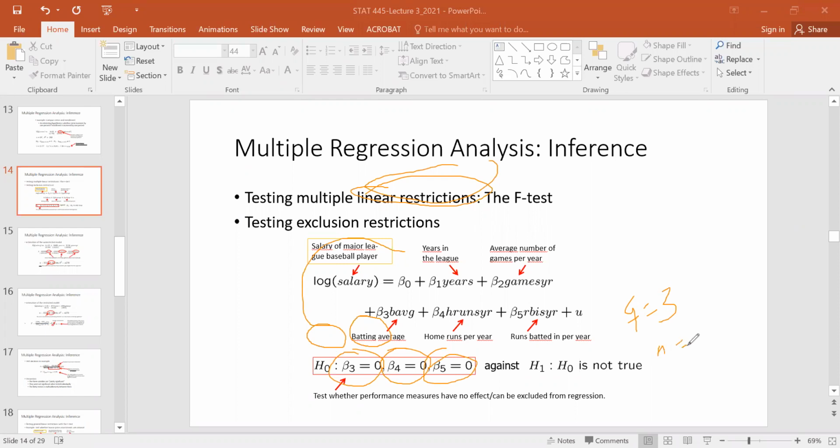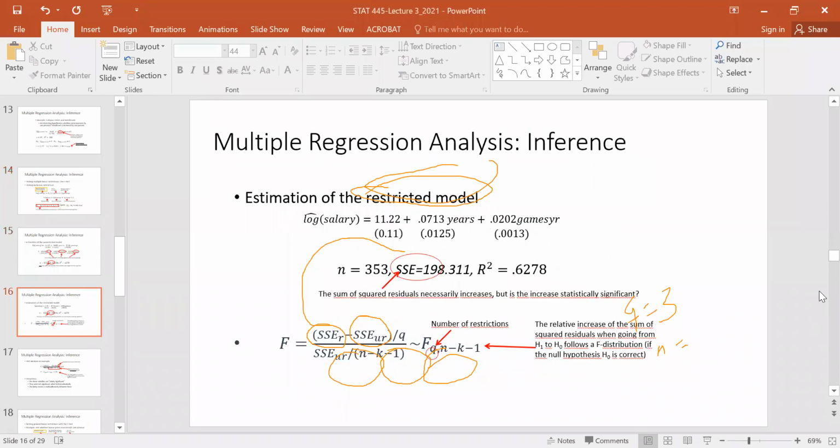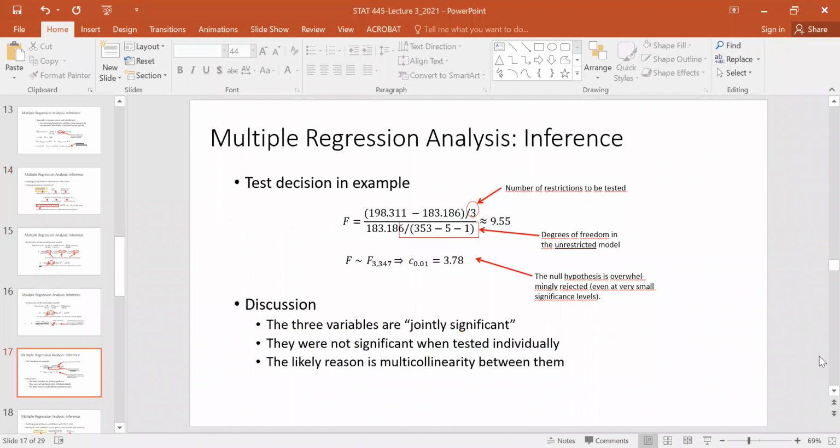Our N is what? We will see that here. Here we go. This is SSE from the restricted model, SSE unrestricted. Q is the number of restrictions. This is N, sample size. N minus K, K is the number of regressors in the full model. There were 5 of them. N minus K minus 1. If you compute this with a calculator, you get 9.55.